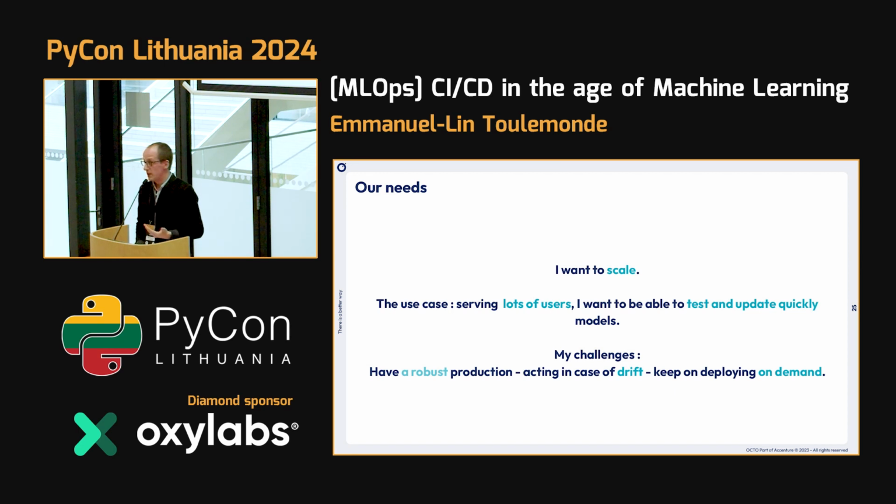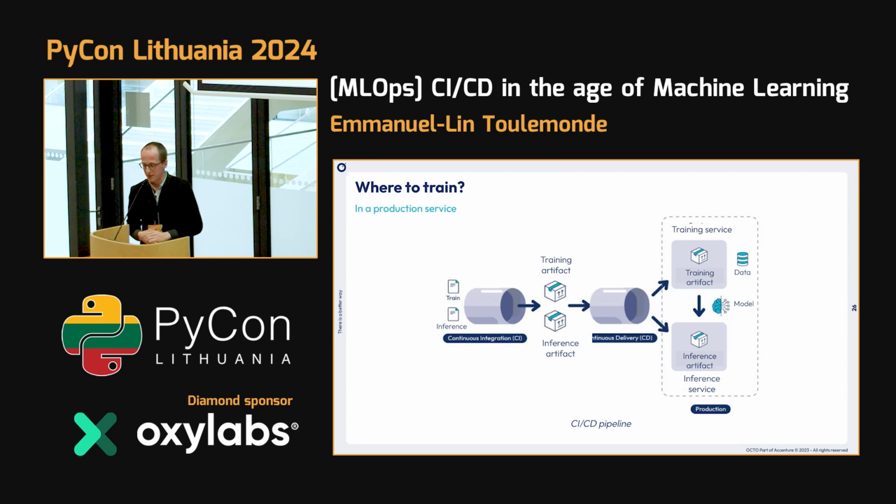And I need to keep deploying on demand, meaning I have a new feature, I have a new killer feature, or a new killer model, I need to deploy it quite easily. So my proposition is this. This time, let's make a robust thing, let's make a production service for training. I only do it now because I will need some infrastructure, I will need a machine to run my training service and stuff like that.